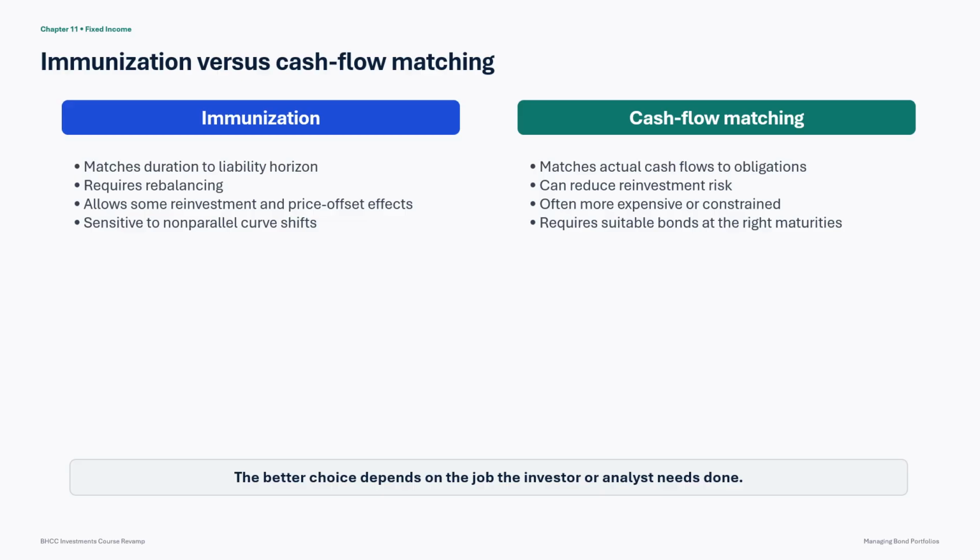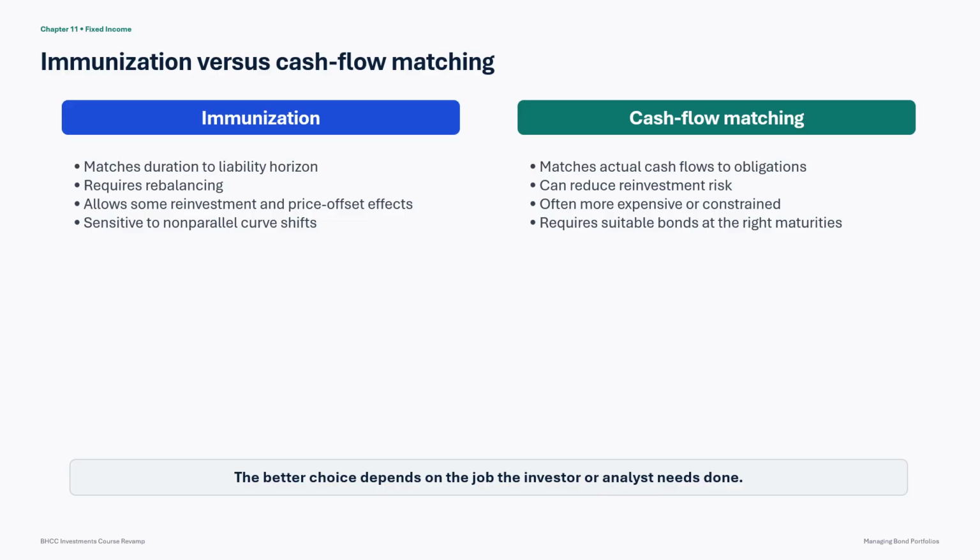It can also be expensive or constrained. The right maturities may not exist. Suitable bonds may be illiquid. The portfolio may require more capital or deliver a lower yield. Credit quality still matters because a promised cash flow is useful only if it arrives.